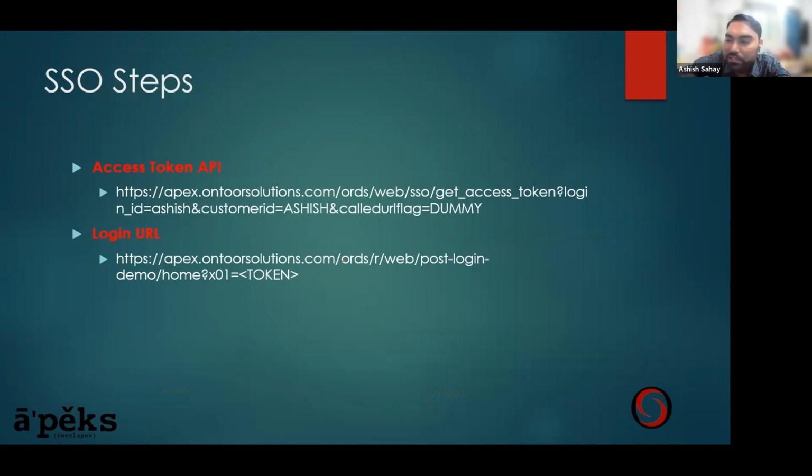Usually SSO works in two steps. Step number one, you create an access token, and step number two, you use that access token with your login URL, or any URL, to access the application from another platform, application, or any other technology, if you like. This is the Apex URL I'm using here, just so that we are on the same page. We are doing it in Apex. This one is to get the token, and the second one is to log into the application, the same application we have just seen, using our authentication function.